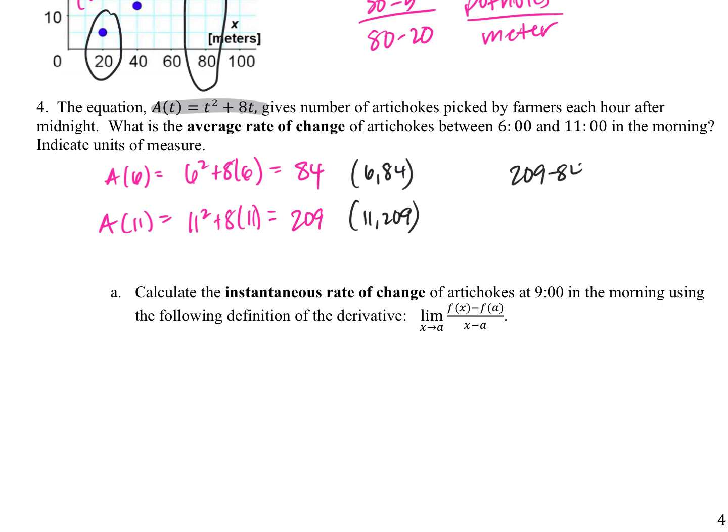Perfect. 11. This one does simplify nicely, so I'll just give it to you. It'd be 25. What would be the units then? So look at what they said. Exactly. We're picking 25 artichokes per hour. Guys, this farm better pick up the pace or else they're not going to be making much money. 25 artichokes an hour, that's not much.